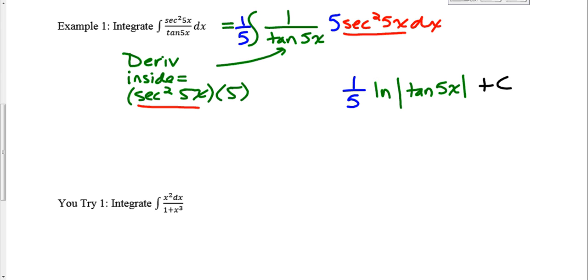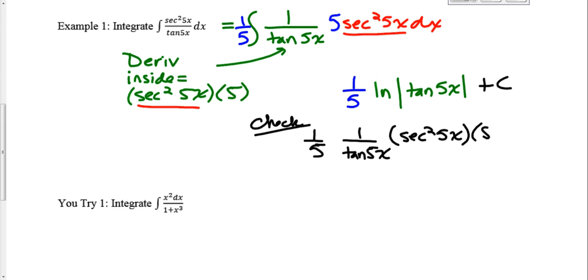Now, we can go ahead and check that, which should be pretty easy, hopefully. So we check it, the constant stays. Natural log, when I take the derivative, is 1 over tangent of 5x times the derivative of the inside, which is secant squared 5x times 5. And if you notice here, we have a 5 and a 1/5. That reduces to a 1, so I can rewrite this as secant squared 5x over tangent of 5x.